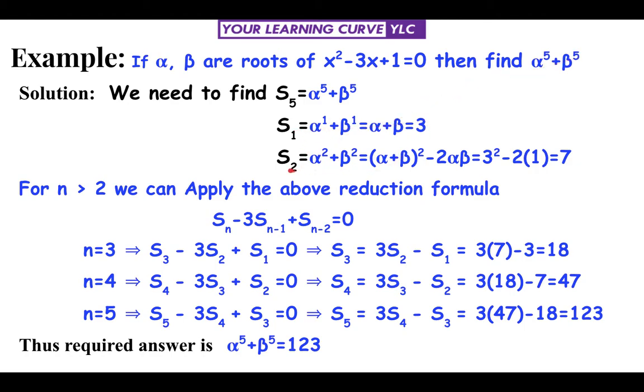S1 is 3. Now let us go for S2. S2 also we know how to find, alpha square plus beta square. This can be written as alpha plus beta whole square minus 2 alpha beta, which is equal to alpha plus beta is what? 3. Here we got 3 square minus 2 times alpha beta, product of roots, which is equal to c by a, that is 1 by 1, 1. So, we get 3 square minus 2 times 1, which is equal to 9 minus 2 or 7. We have calculated the value of S1 and S2.